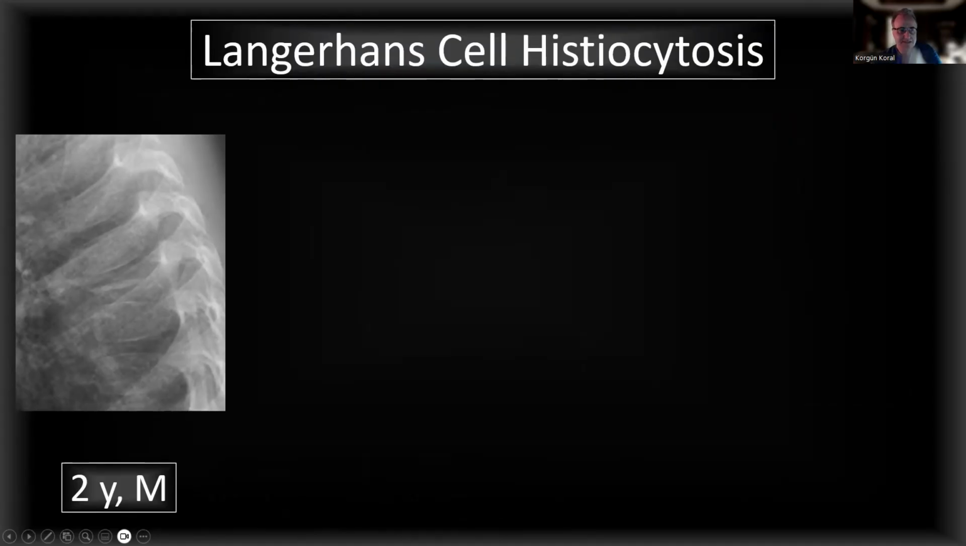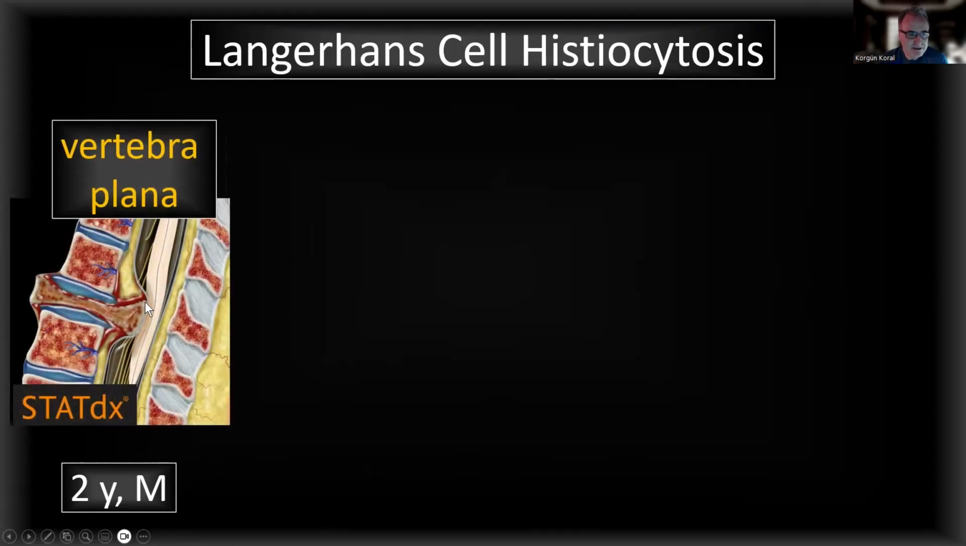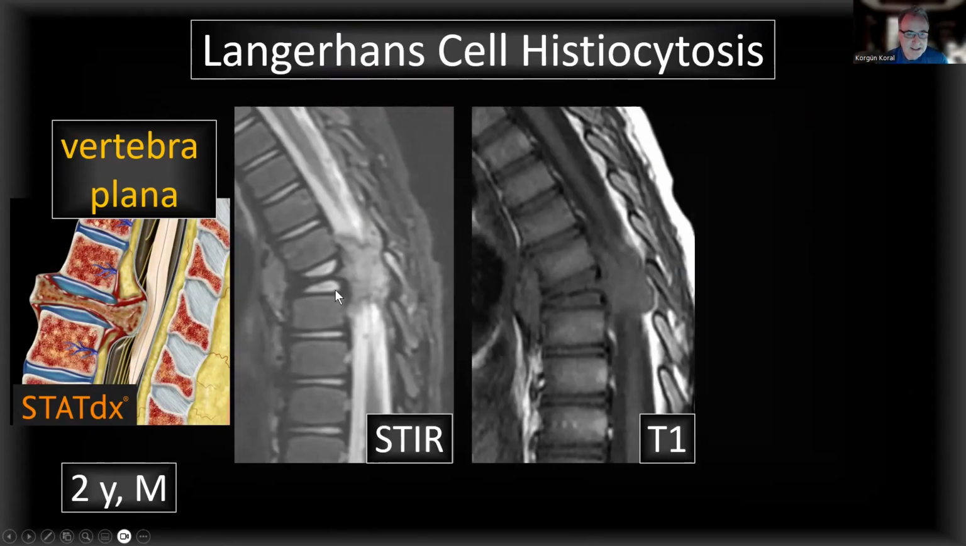LCH, Langerhans cell histiocytosis, is related to abnormal proliferation of histiocytes. They can be unifocal or multifocal. And in the spine, the characteristic lesion is vertebra plana, as in this case. The vertebral body is almost collapsed completely. And the adjacent vertebral bodies are shown as such, and the collapsed vertebral body, vertebra plana deformity, very similar to what's drawn on StatDx. And the same child's MR shows intact intervertebral discs, but essentially non-existent vertebral body.